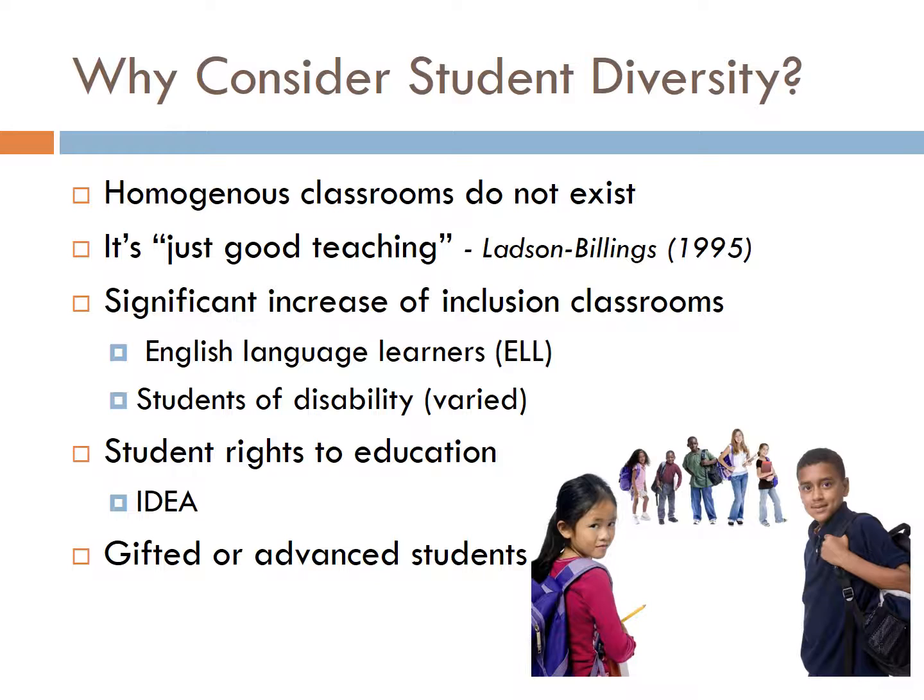There's been a significant increase of inclusion classrooms, defined as an increase in English language learners, or we call them ELs, as well as students with disabilities. And we're going to talk a little bit more in depth about classifications and what you can do later in this presentation. We're going to talk in depth about legal ramifications for different types of students. And we're going to touch on services for gifted or advanced students.